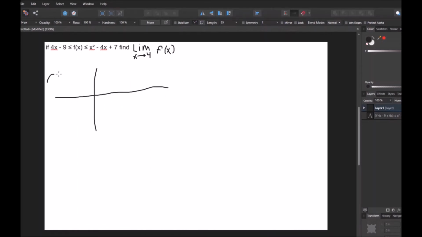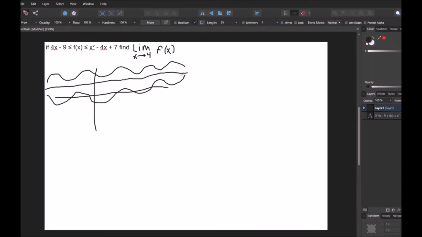So let's say I have this graph right here, and it's oscillating like that. And then I have this graph right here, and it's oscillating like that. So this middle function would be like our f of x, and this top function would be like this x squared one, and this bottom one would be 4x minus 9, even though these aren't linear or parabolic or anything like that. It's just to show an example. You can see that because f of x is squeezed between these two other graphs, it's going to approach whatever these ones are approaching at this value right here.